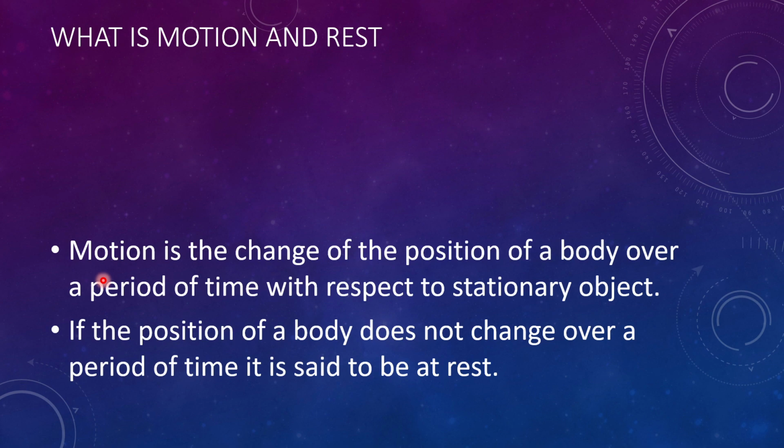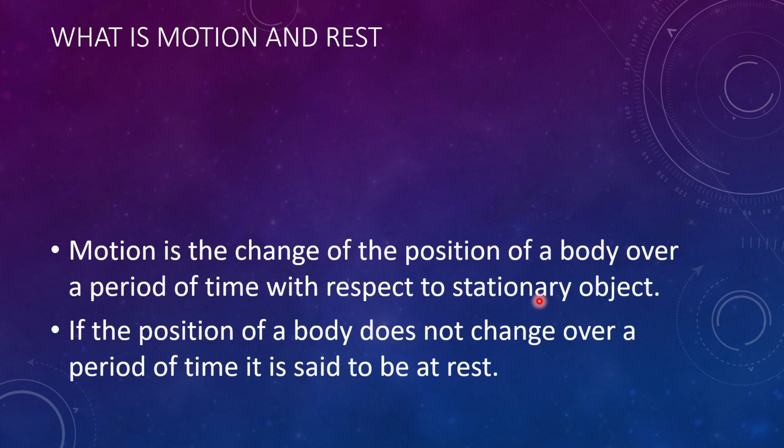Okay, so let's begin. Motion is the change of the position of a body over a period of time with respect to a stationary object. So see, motion is the change of position of a body. So it means like when you're running for a race or a marathon, running to catch a bus, etc. Over a period of time, it's a key word. Over a period of time means that in a specific period of time you were running or you were changing your position with respect to a stationary object.